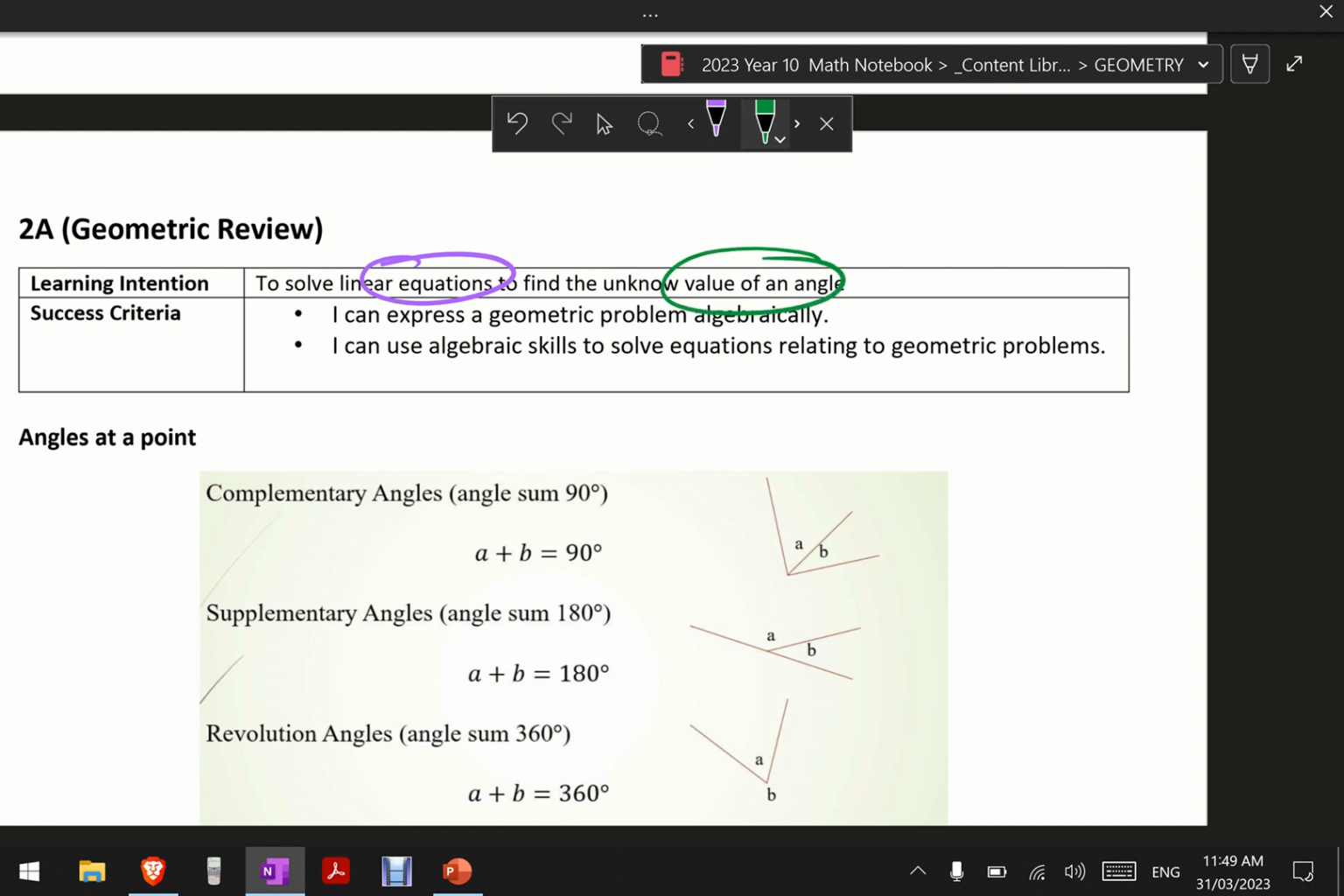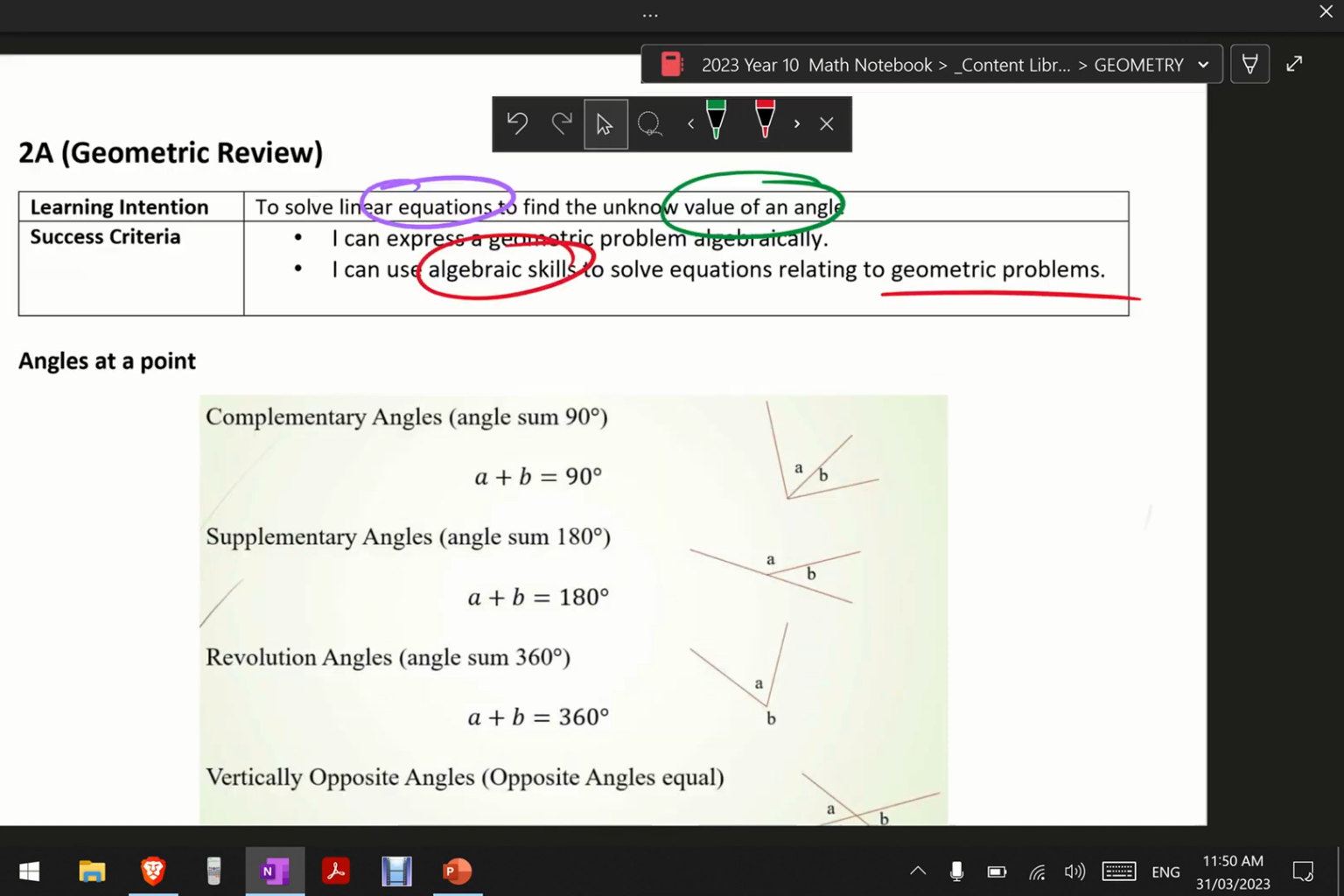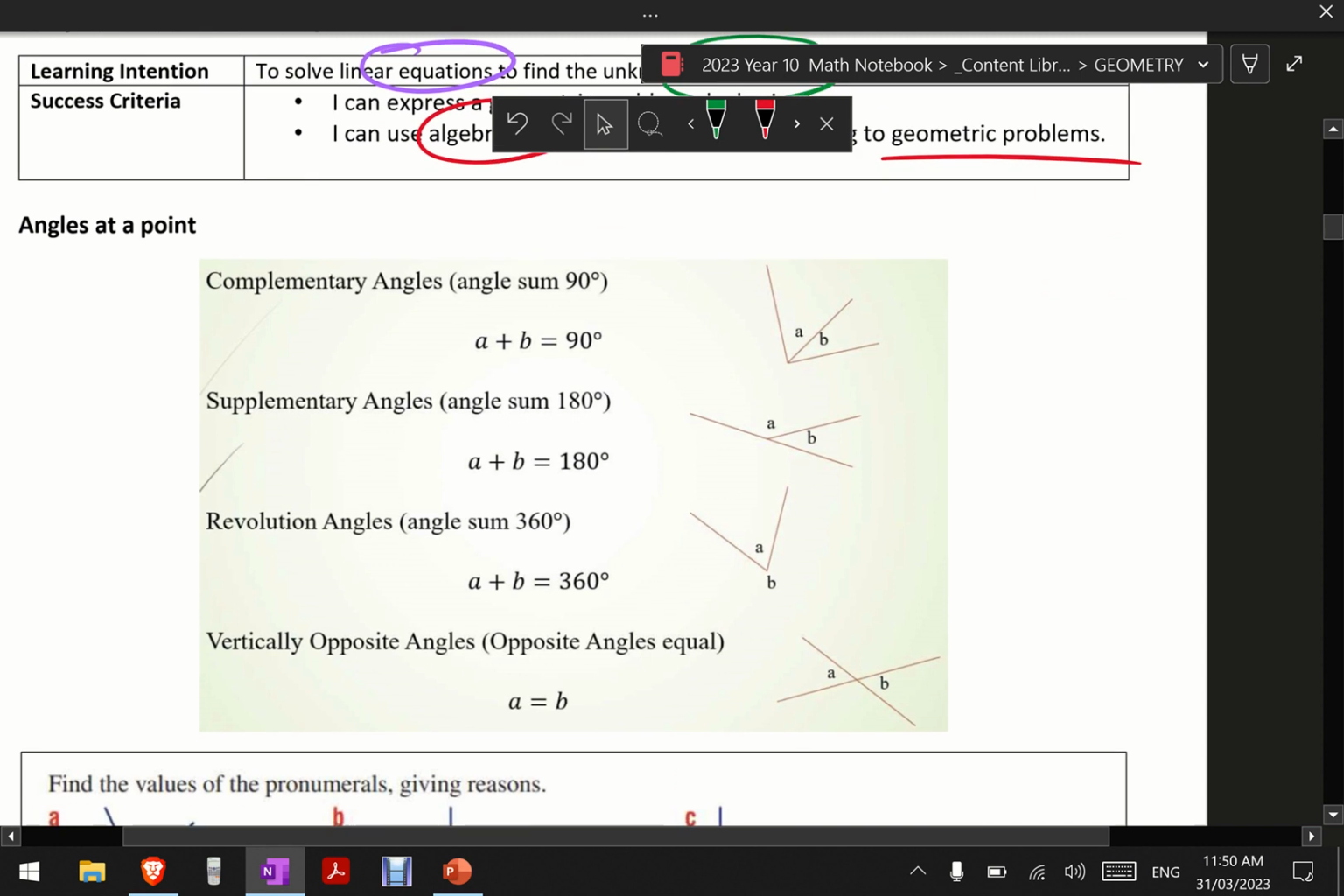At the end of this session, the main thing I want you to be able to do is express a geometry problem in algebra. You might be thinking, what the heck does geometry and algebra have to do with anything together? Well, there is a connection there.